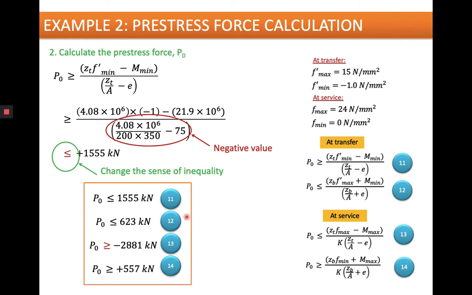Next we will proceed with all the calculations for equations 12, 13, and also 14. Please note for equation 13 as well, since we also have Zt over A minus e here, the denominator will be negative. So similarly, we are going to have the change in the sense of inequality in these equations as well. These are the values which give us the range of pre-stress values that will be used for our structure.